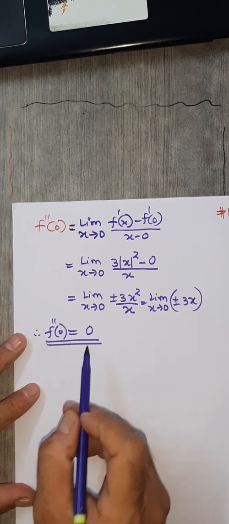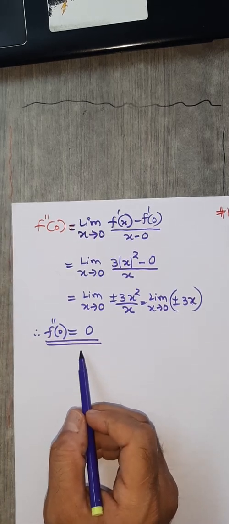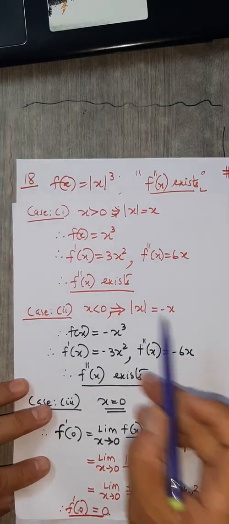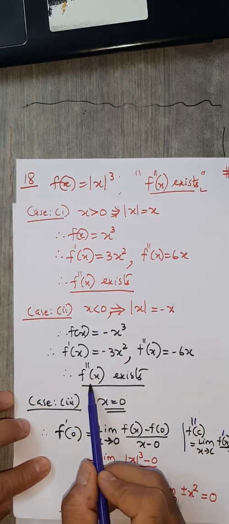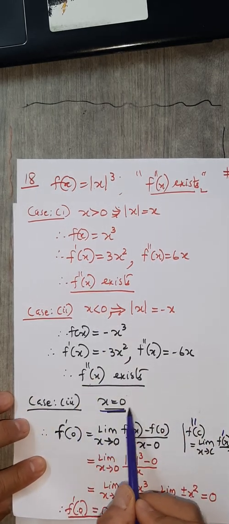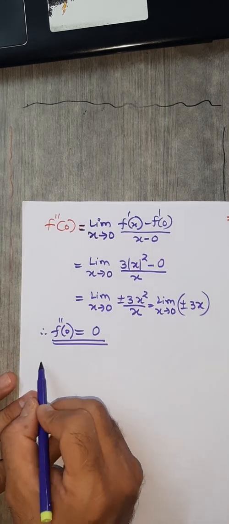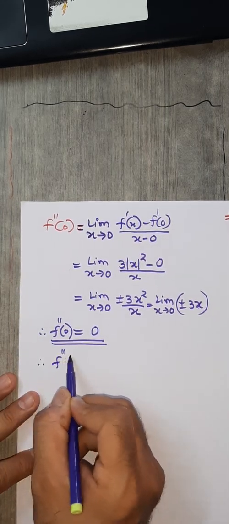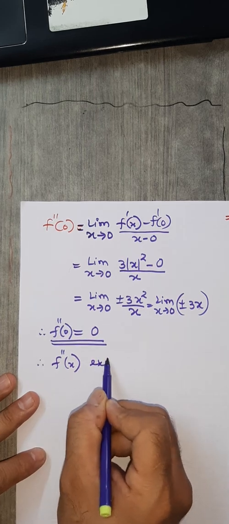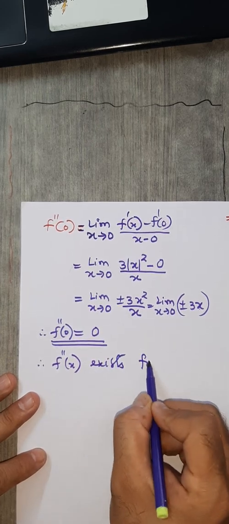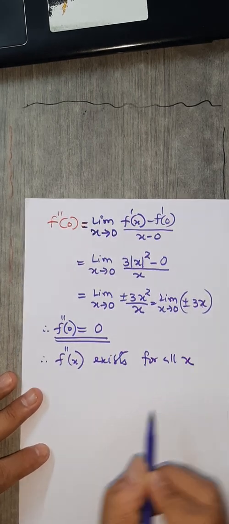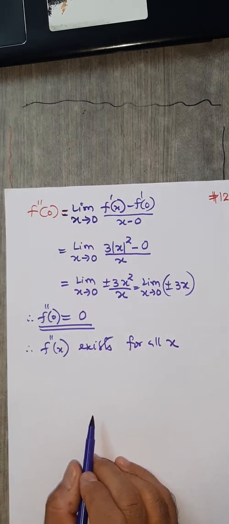So in all the 3 cases, you have shown that, see case number 1, f double dash exists. Case number 2, f double dash exists. Case number 3, when it is 0, there also you have shown that f double dash exists. And therefore you can say that f double dash exists for all x. That's the solution.